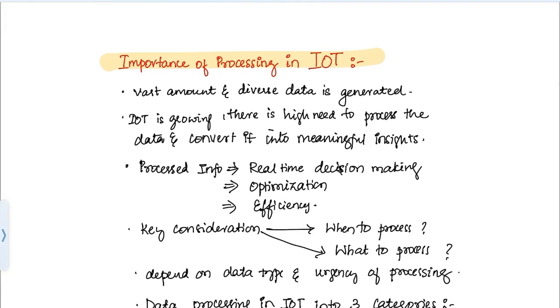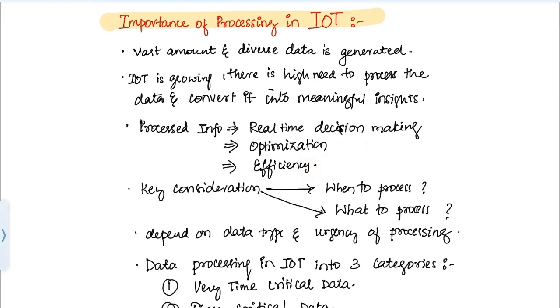Next, moving on further, we have the importance of processing in IoT. In IoT applications, a large amount of data and diverse types of data is stored. Right. So IoT is growing, and there is a high need to process the data and convert it into meaningful insights. Processing will make sure that data from the IoT devices is converted into valuable information which can further be used by the actuators to perform the action. The processed info should enable real-time decision making, it should support optimization, and it has to contribute towards efficiency.